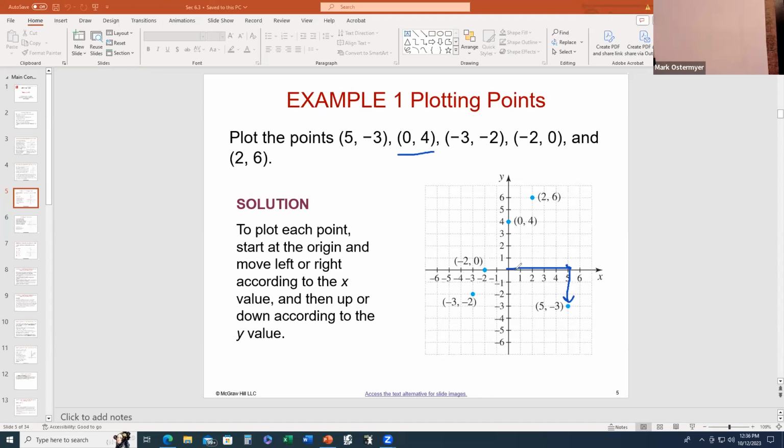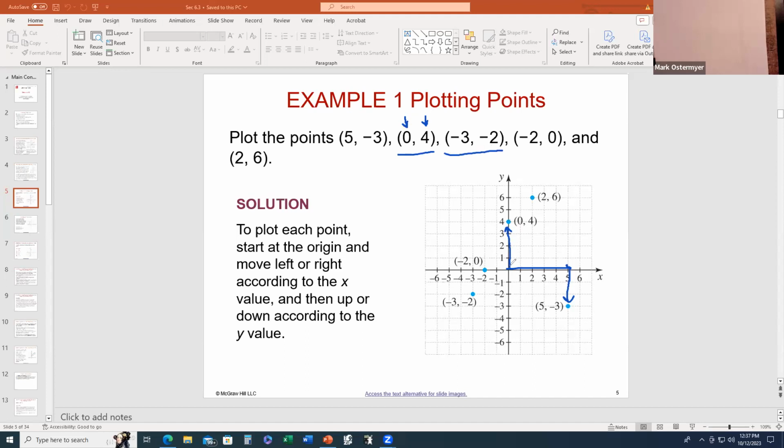(0, 4), we start at the origin. We do not move right or left on the x-axis since our x-coordinate is 0. We just move up 4 units along the y-axis. So therefore (0, 4) is found right there. It happens to lie on the y-axis. It does not lie in any quadrant.